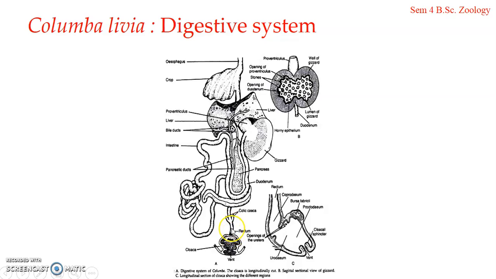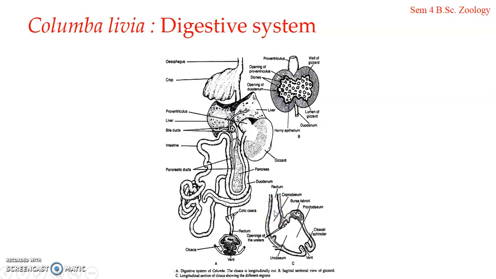Rectum is narrow and is of the same diameter as that of the ileum, and it opens into the cloaca. Its opening into the cloaca is guarded by the anal sphincter. Fine, this is the rectum, and you can see the opening into the cloaca, controlled or guarded by a sphincter. Now, regarding the cloaca, this is the structure of the cloaca enlarged.